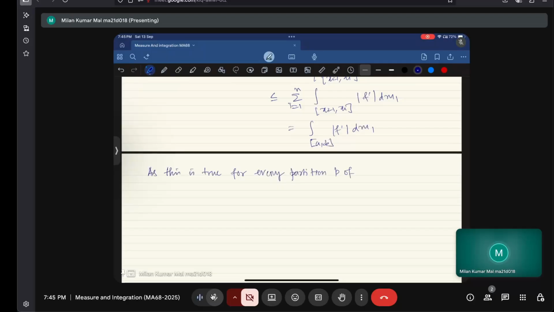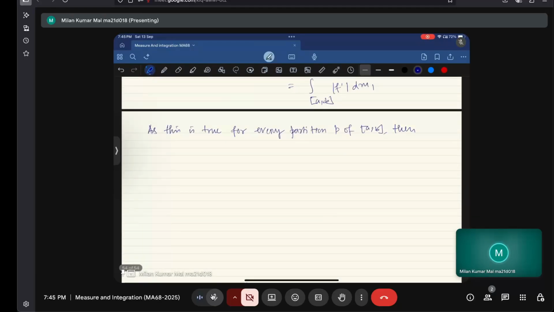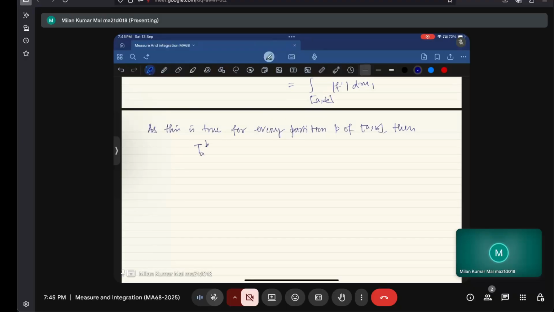partition P of the closed interval AB, then the supremum over partitions will also be less than or equal to this. So that means T AB F, the supremum over all partitions P of the summation of mod of f(xi) minus f(xi minus 1), i equals 1 to n, is less than or equal to integration a to b of mod of f dash dm1. So this will complete the proof.